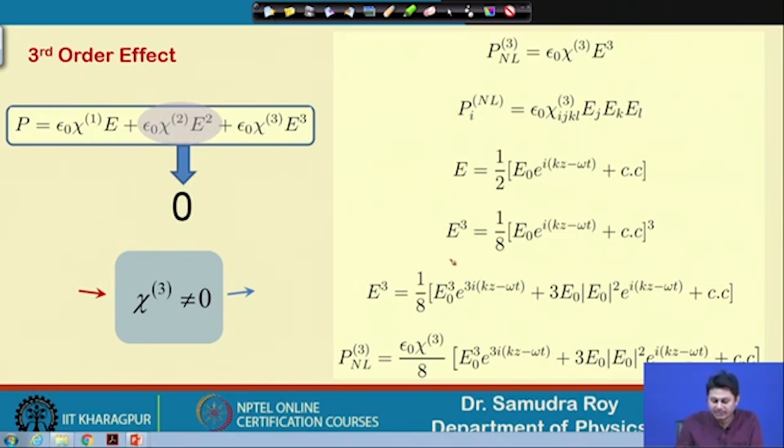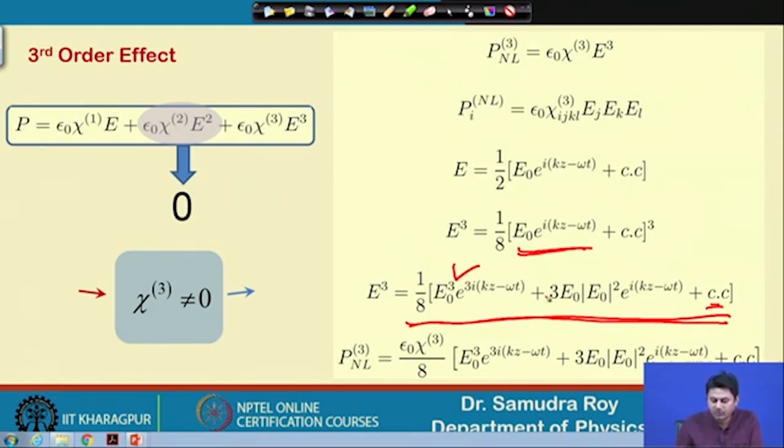So, now if I use this E cube, I will get these things as I mentioned. If I write this in the proper way, the 1 by 8 will be there, and the first term is a cube. When I make the cube, it will be E 0 cube e to the power of 3i(kz minus omega t). Also the complex conjugate will be cubed, because there is a b cube term. So, there should be one term which is the complex conjugate of that first term.